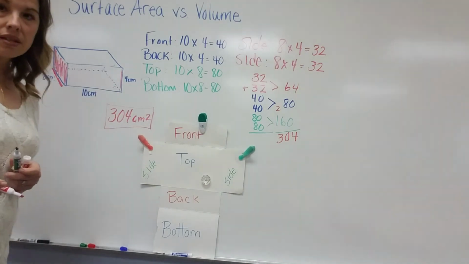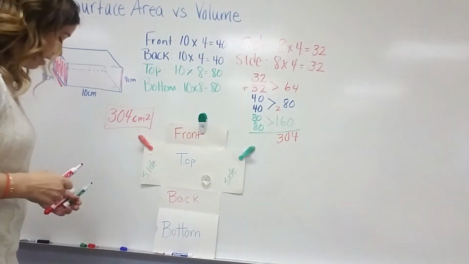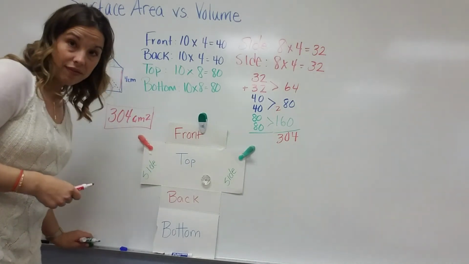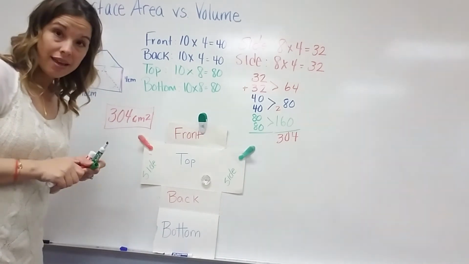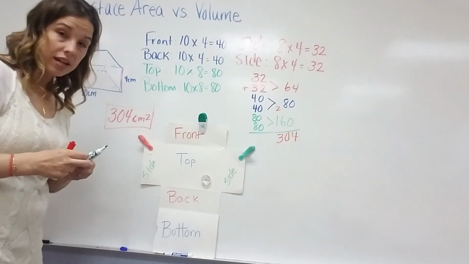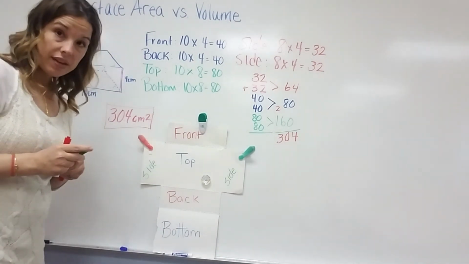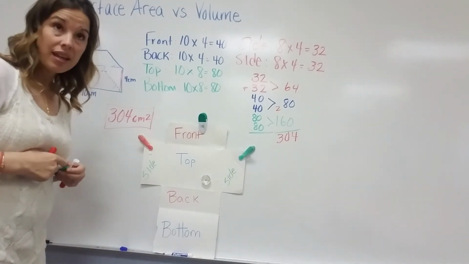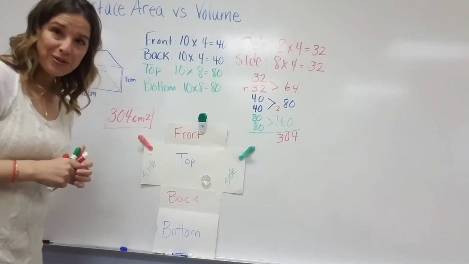Okay? So that's how you find the surface area. You find the area of each face, okay? Just like we did with an irregular figure. You find the area of each face or each side, okay? Then you add them all together to get your total surface area.